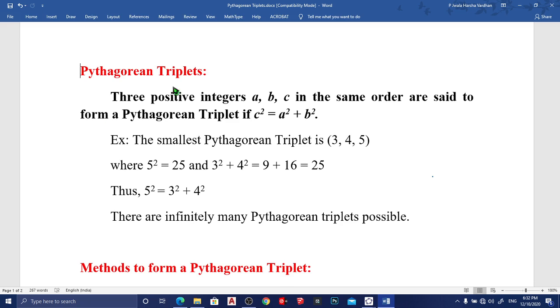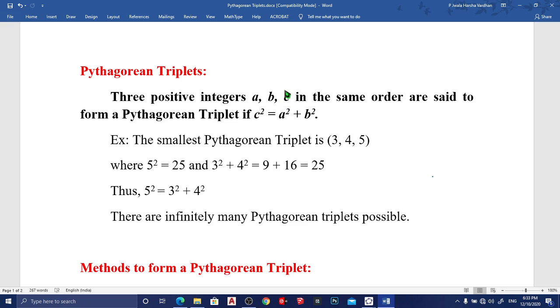So now if we take this definition, three positive integers a, b, c, taken in the same order, are said to be a Pythagorean triplet if c square is equal to a square plus b square. It is similar to the Pythagorean theorem: the square of the hypotenuse is equal to the sum of the squares of the other two sides.